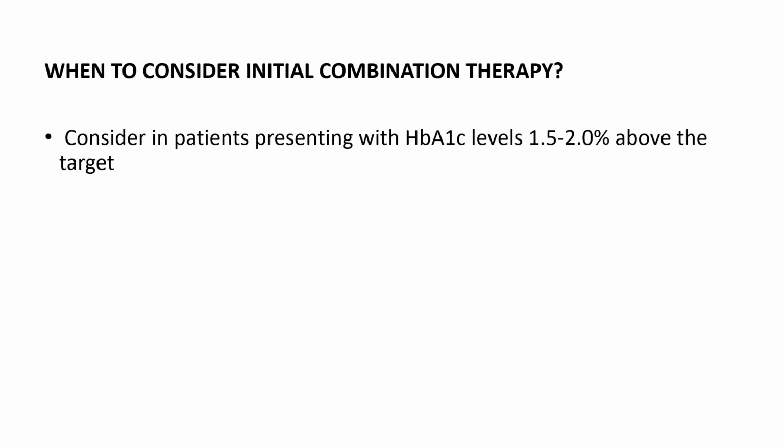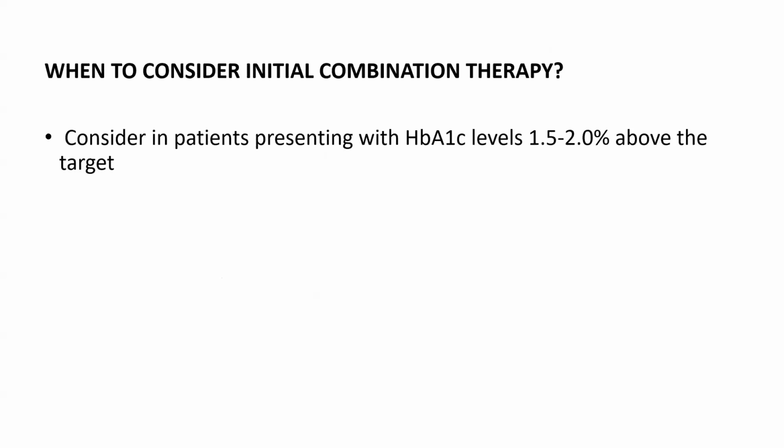Then there are certain instances where we consider initial combination therapy. There is a bit of controversy about how you add a second drug. The intensification of pharmacological treatment in diabetes can be done in two ways: you can either start with an initial combination therapy, or you can go for stepwise intensification.